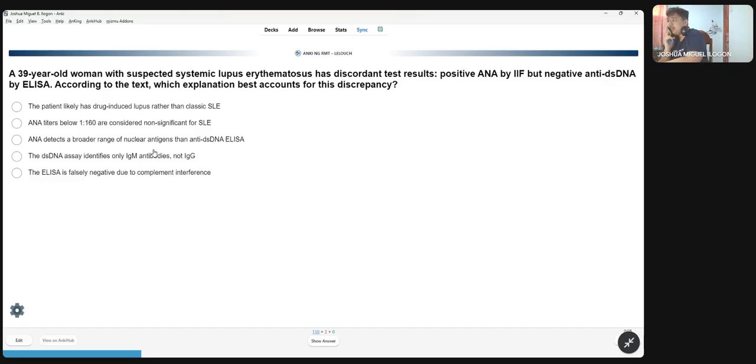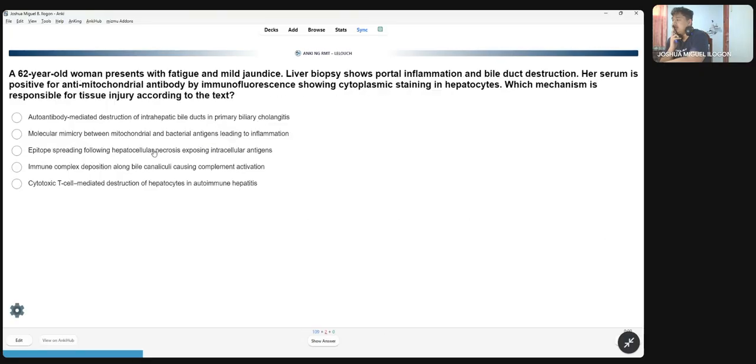39-year-old woman with suspected systemic lupus erythematosus with discordant test results. Positive ANA by IIF, but negative anti-dsDNA. Go to the text, which explanation? So ANA is positive, anti-dsDNA negative. Yeah, ANA detects a broader range of nuclear antigens than anti-dsDNA.